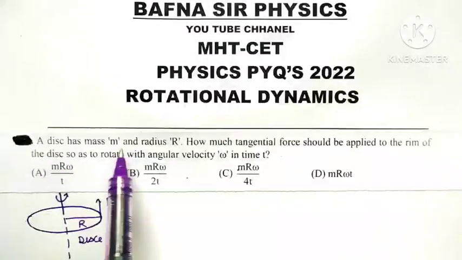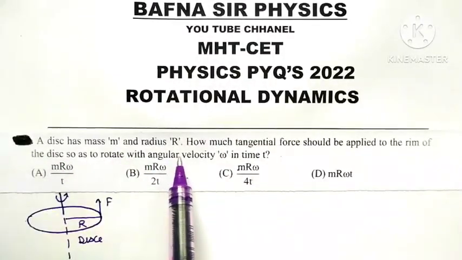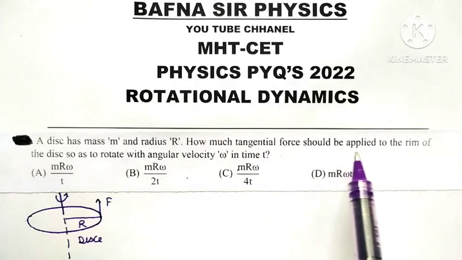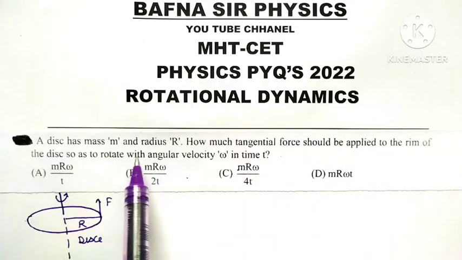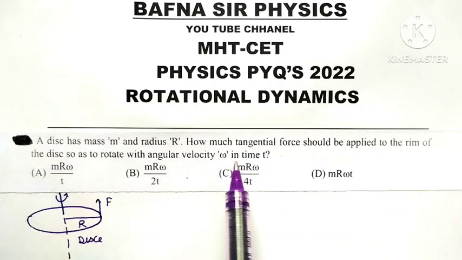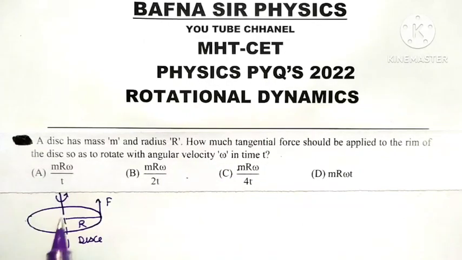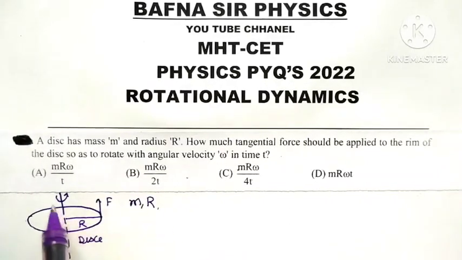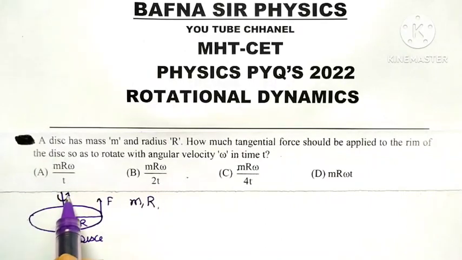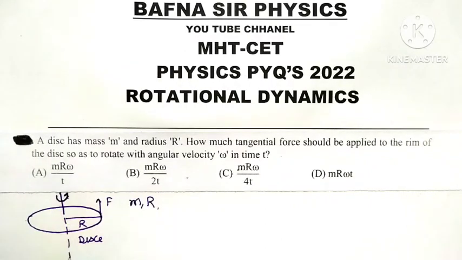A disk has mass m and radius r. How much tangential force should be applied to the rim of the disk so as to rotate with angular velocity omega in time t? So here we are having a disk of mass m and radius r, and we know what is the angular momentum of disk when it is rotating about an axis passing through its center and perpendicular to its plane.